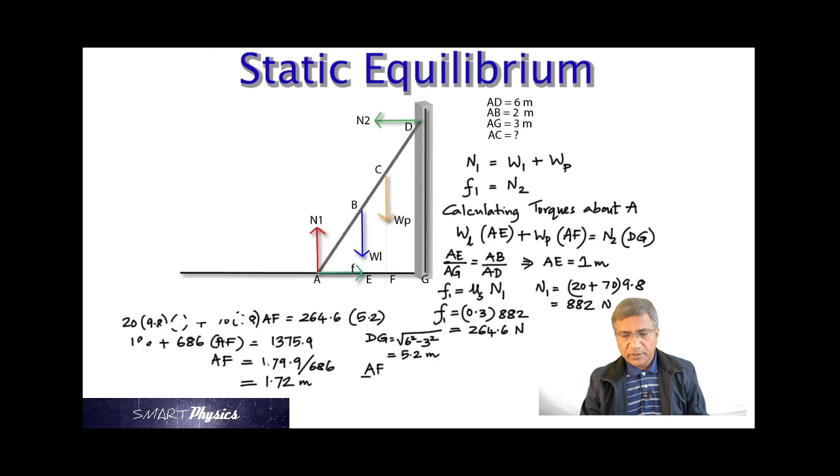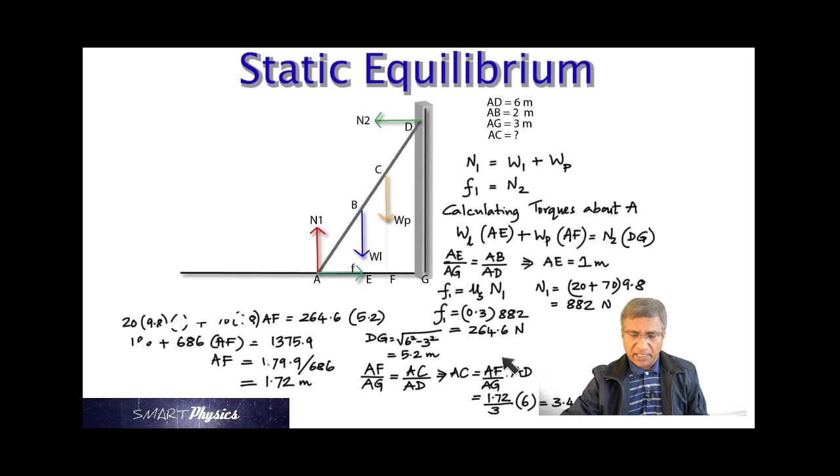So once you get AF, you have to find AC, which is easy because you take the ratio again, right? AF by AG is equal to AC by AD, just like before. And that gives AC as 1.72 divided by 3 times 6, which is 3.44 meters. Because AF is 1.72, AG is 3, and AD is 6. So that gives 3.44 meters. That means this person can safely climb up to a distance of 3.44 meters.